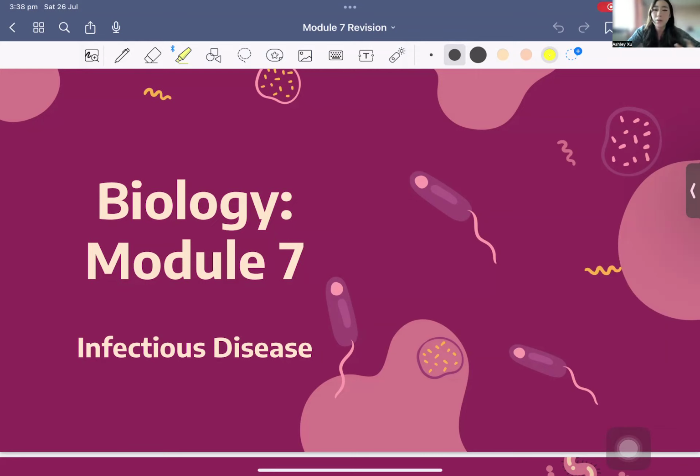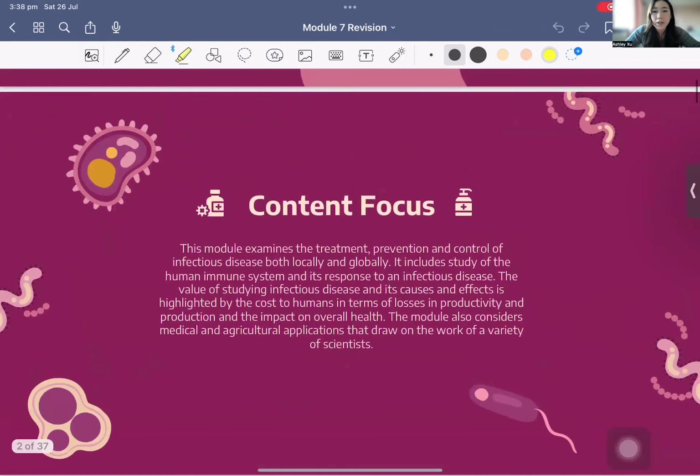So looking at the human immune system and looking at some of the prevention methods and treatment methods to infectious diseases. So just a little recap, what is the content focus of this module? It is tied really nicely to Module 8. So Module 5 and 6, they are linked together, but Module 7 and 8, they have a common kind of topic of discussion, which is diseases. Module 7 is all about infectious diseases. Module 8 is all about non-infectious diseases. So definitely they are linked together.